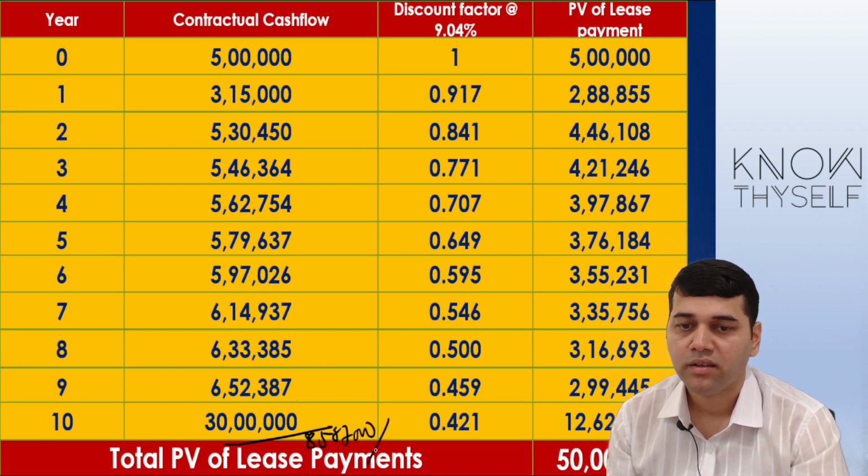Divided by 11, into PV factor for 11th year. PVAF, PV factor for 9 years. 9 years, okay. Yeah, 9 years. What do I get? What is the outcome I get?